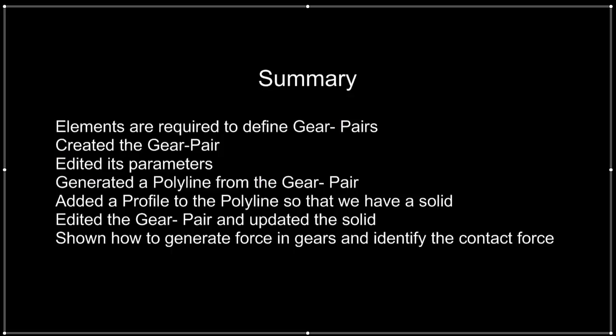So in summary, we have defined all the elements required to define the gear pairs, then gone on to create the gear pair, edit its parameters, its modules, addendum, gear ratio, number of teeth, etc., generated a polyline from the gear pair, and then added a profile to the polyline so that we could display a solid, and then seen how we can edit the gear pair and update the solid. And finally, we have shown how to generate force in gears and to identify the contact.